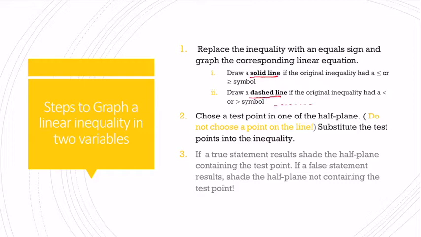Next, you need to choose a test point in one of the half plane sides. And then you have to substitute the test point into the inequality. If you get a true statement, that point is in your solution, so you can shade the half plane containing the test point. But if you were to get a false statement, what you're going to do is shade the half plane not containing the test point.